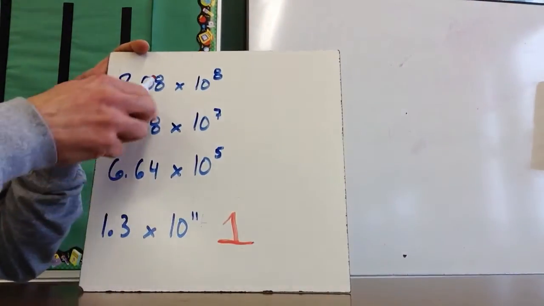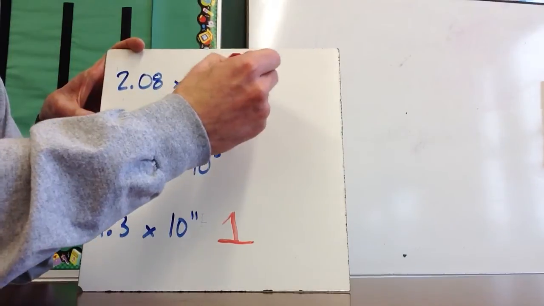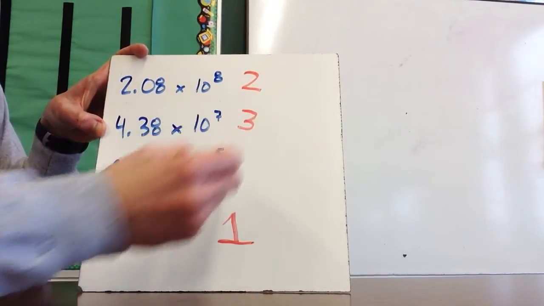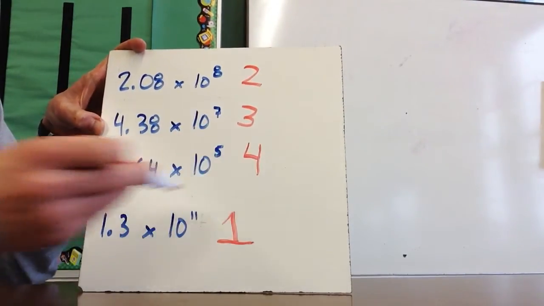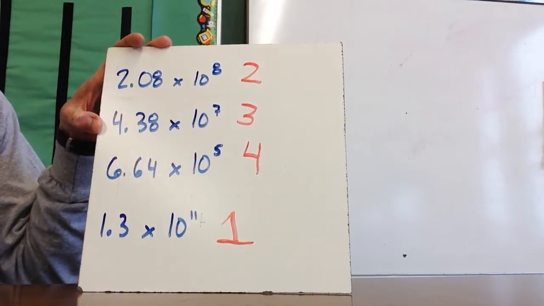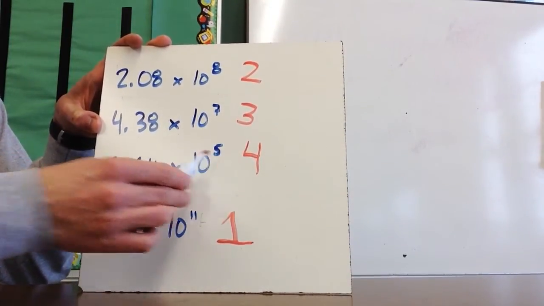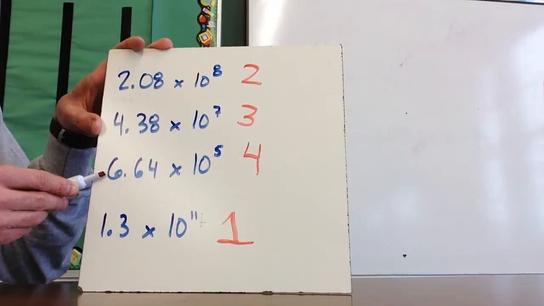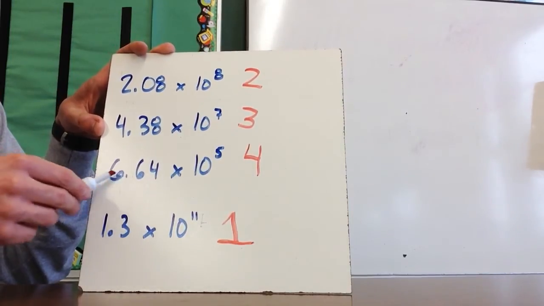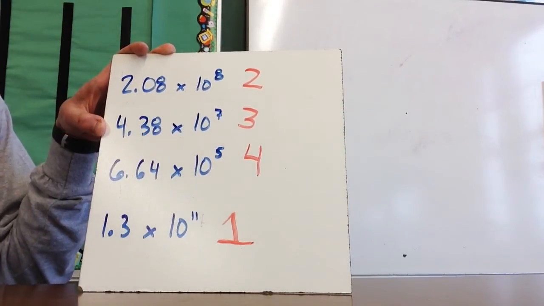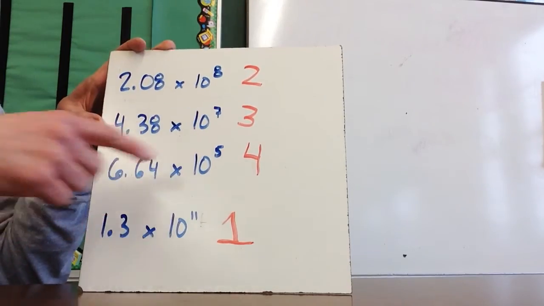Because of this exponent, this number is larger than this number. So, when we come here again, we're just looking at the exponent. This is going to be my second largest. This would be my third largest. And then this would have to be my smallest number because of the 5. Right? So even though 6.64 may be the largest of all of them, 6.64 times 10 to the 5th happens to actually be the smallest of all of these numbers.